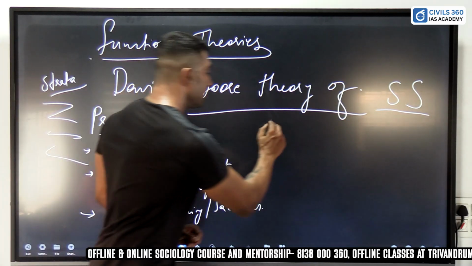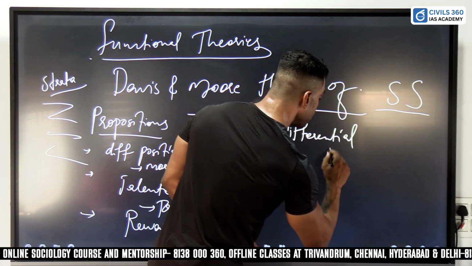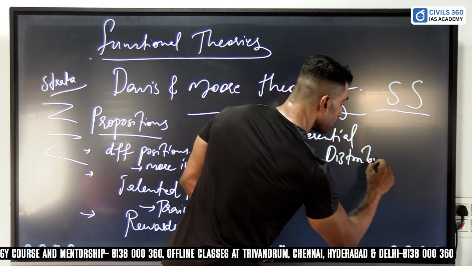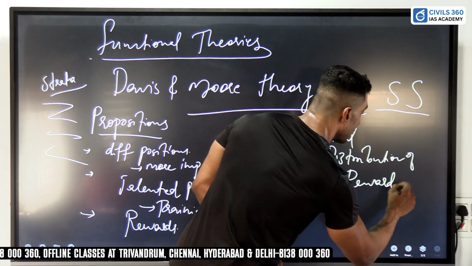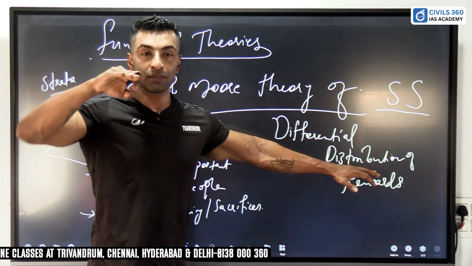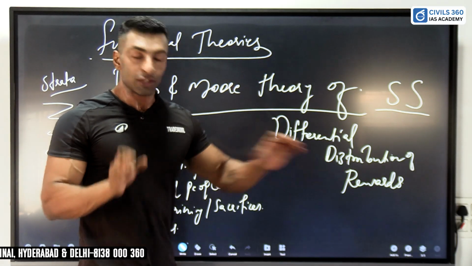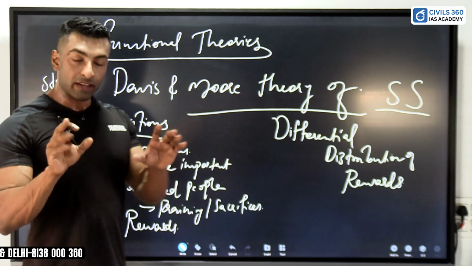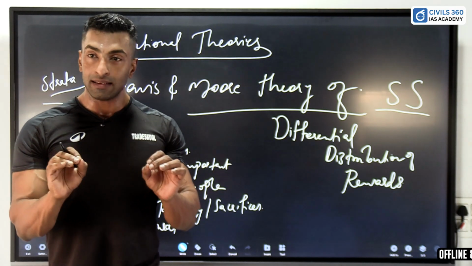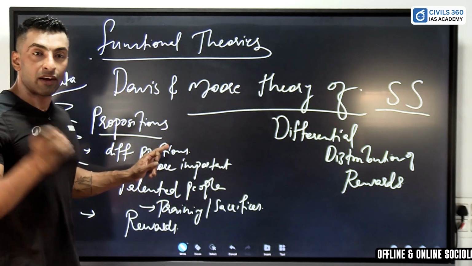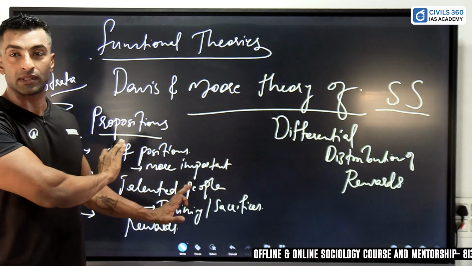That is why there is a differential distribution of rewards. Now, when there is a differential distribution of rewards, naturally what is created? Strata is created. So according to these thinkers, stratification is nothing but a system which ensures that the important positions are filled with the most talented people by providing adequate rewards.